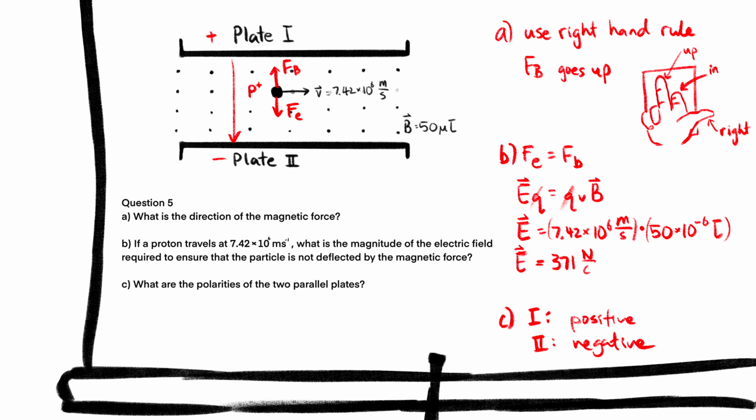Question 5c. The electric force points down because it's opposite in direction to the magnetic force. The electric force experienced by positively charged particles follows the electric field, so the field must point down as well. Therefore, plate 1 is positive and plate 2 is negative.